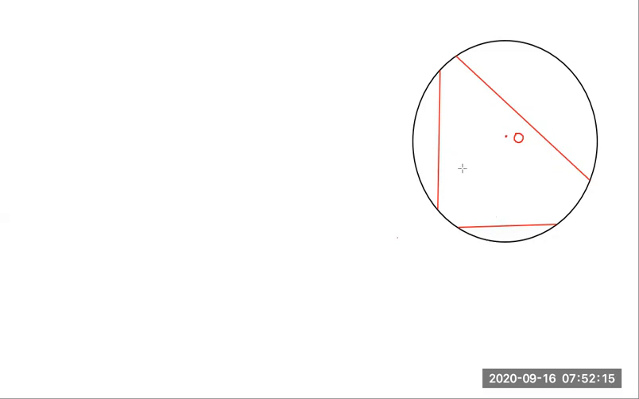So I've taken three arcs. One is arc AB. Other is arc CD. And the last one is arc LM. Now let's see what is the angle subtended by different arcs on the center, right?